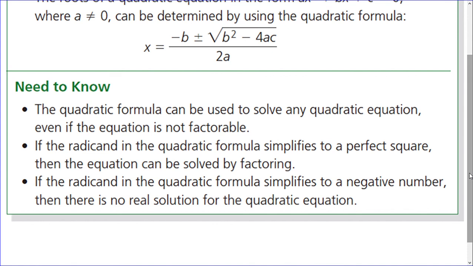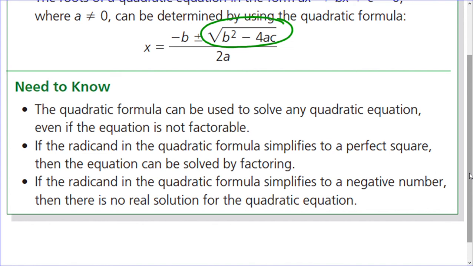If the radicand in the quadratic formula simplifies to a perfect square, then we can actually just solve it through factoring, and we've done that. If the radicand in the quadratic formula simplifies to a negative number, then basically that means that there's no real solution to the quadratic. And what this means when it says radicand is this part right here. So if I take this value and I get a negative number in there, then that means that there's no real roots for it. Because if you try to take the square root of a negative in your calculator, you're just going to get an error. And so that means that there's no solutions.